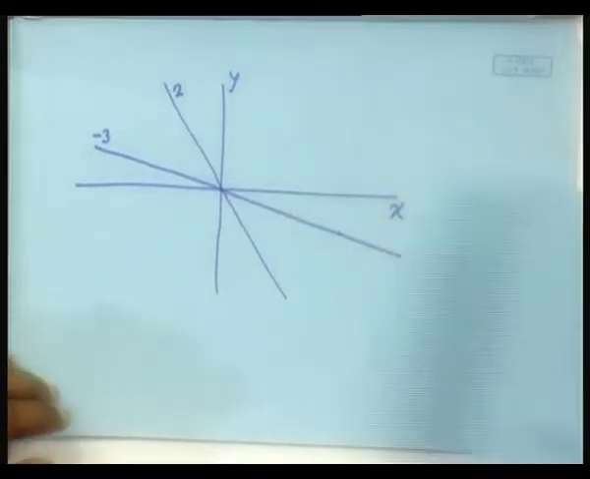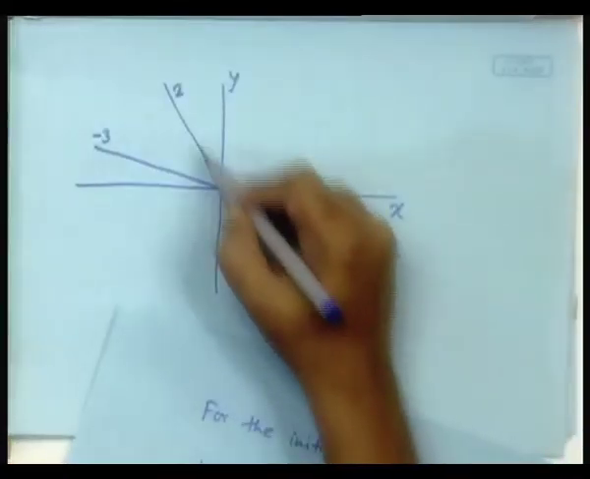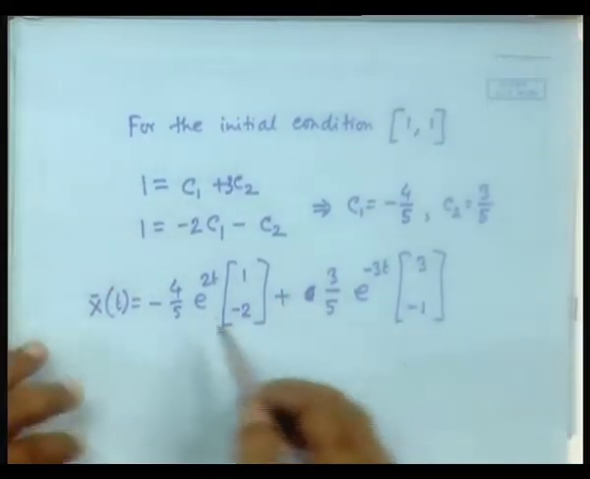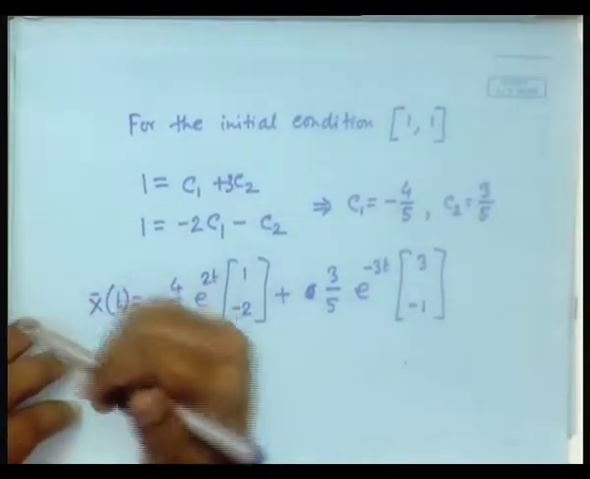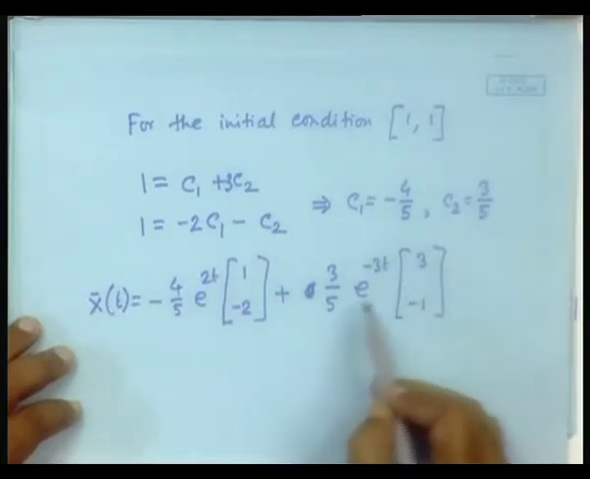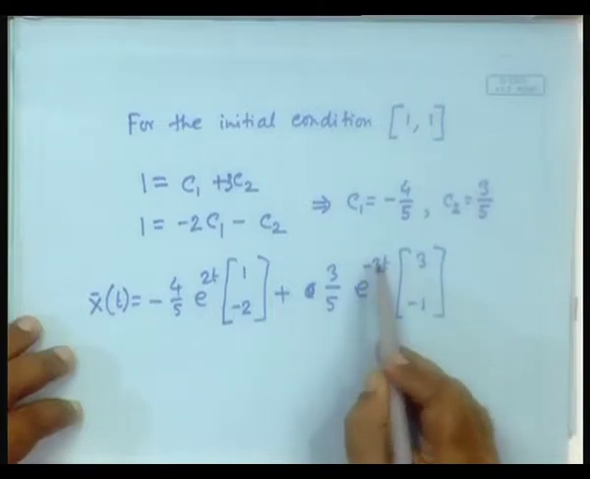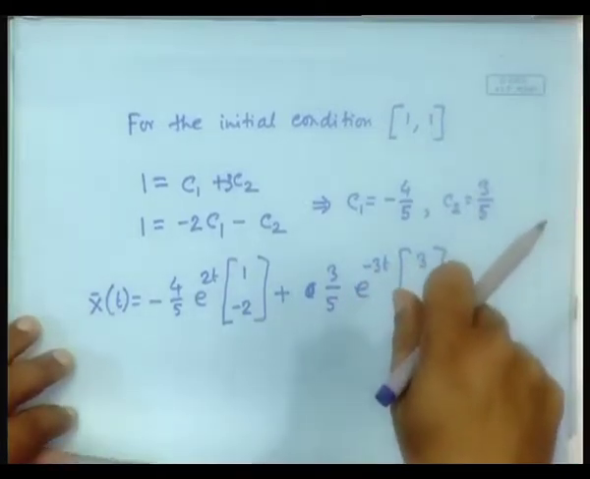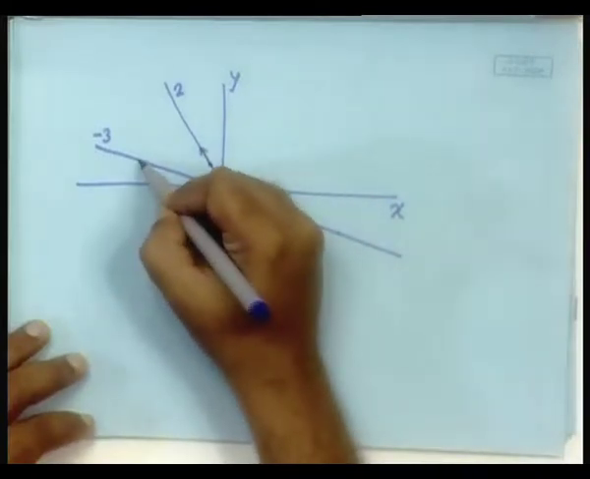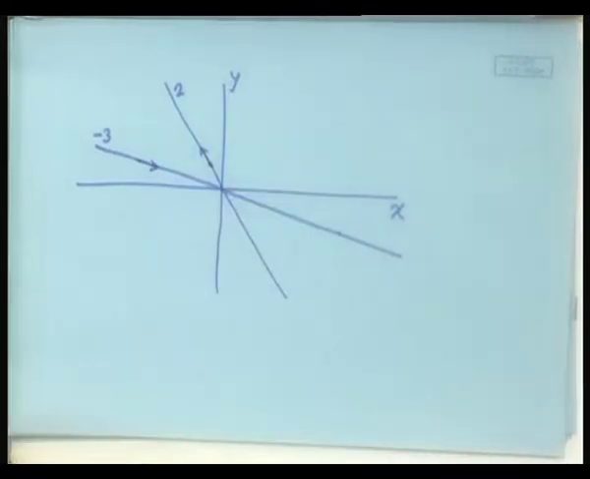Now, any initial condition along this, say like this, will increase as e to the power 2t, while any initial condition on this will go as e to the power minus 3t, it will decrease exponentially. So, anything here will go out, anything here will go in. Fine.